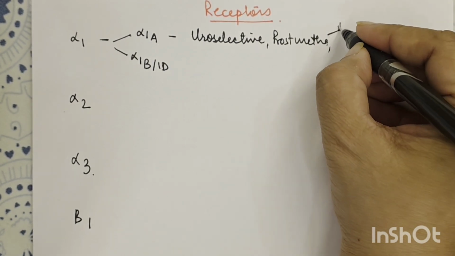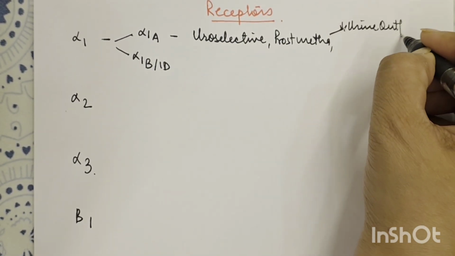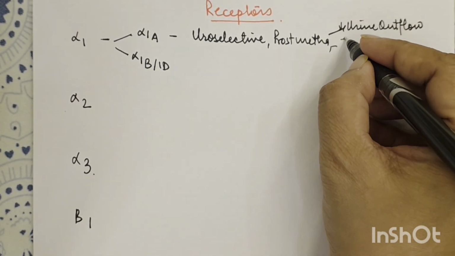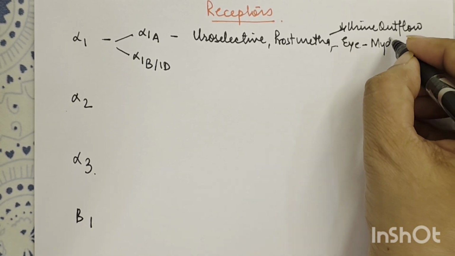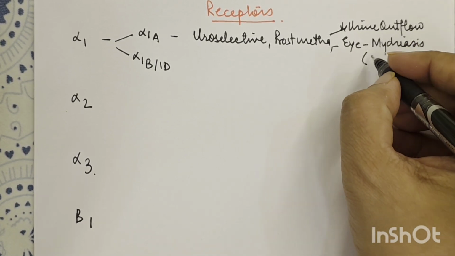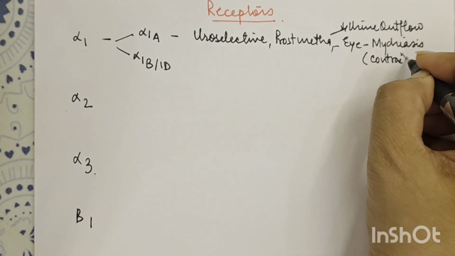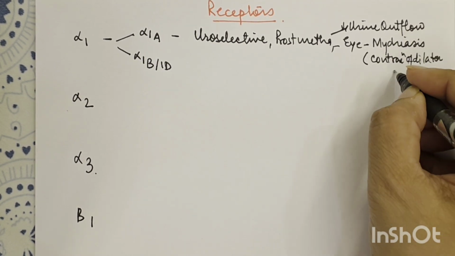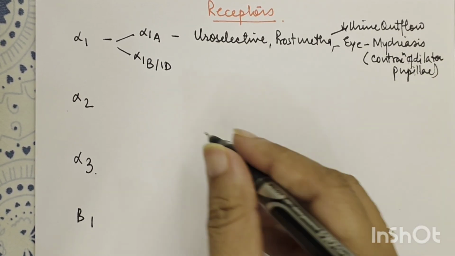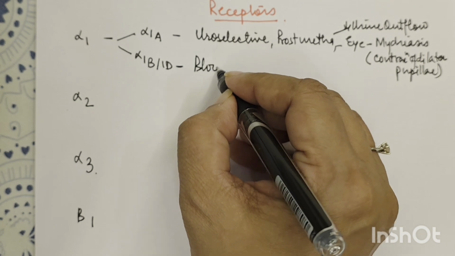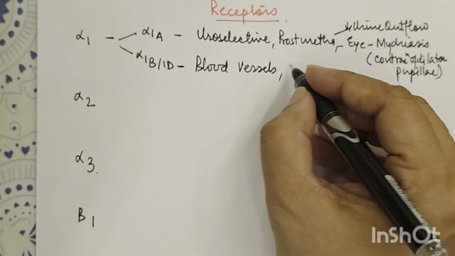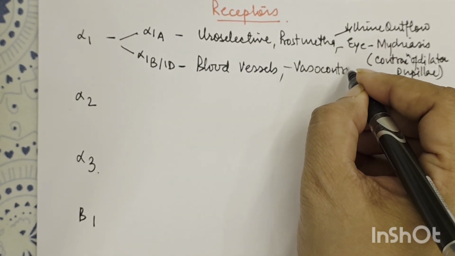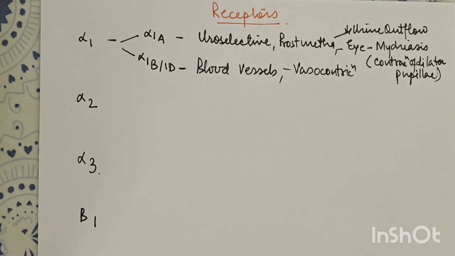There it reduces the urine outflow, okay, and it is present on the eye, where it causes mydriasis. So it causes basically contraction of the dilator pupillae, okay. Then alpha 1B and 1D are present on blood vessels, and there they cause vasoconstriction and a rise in blood pressure, and all those things are done here.